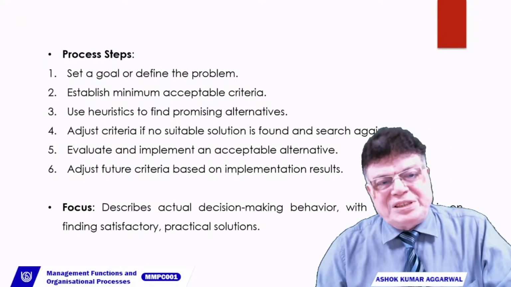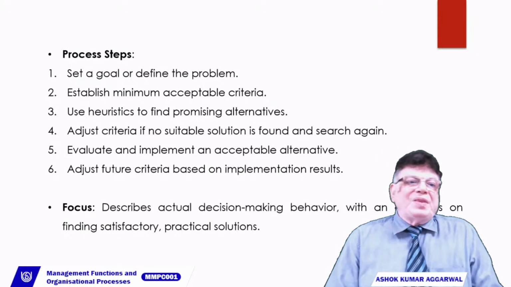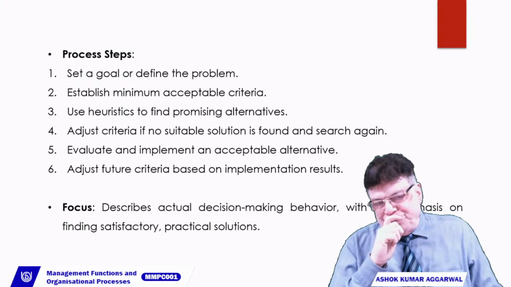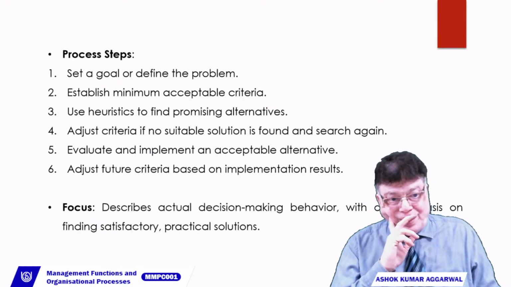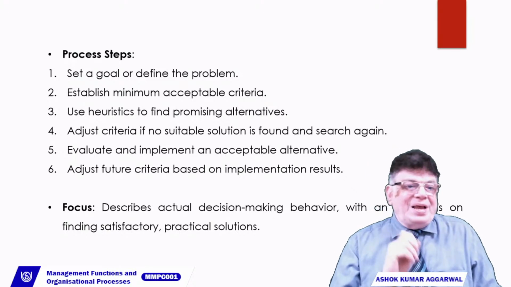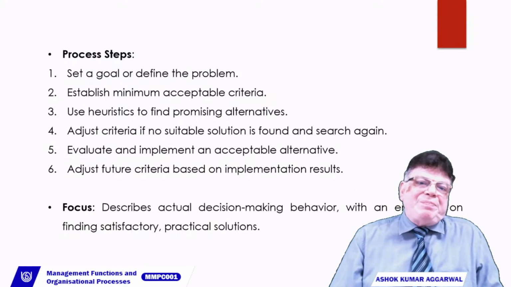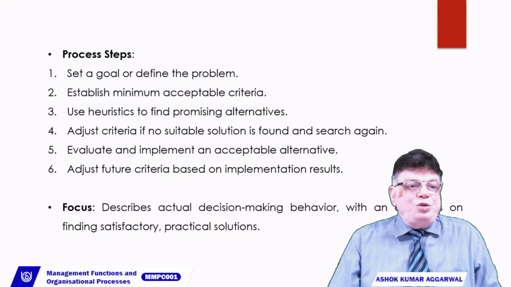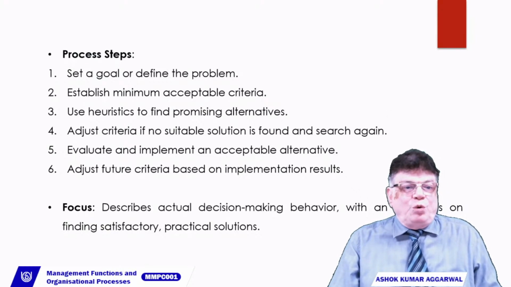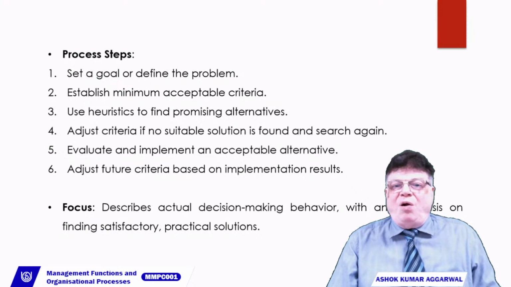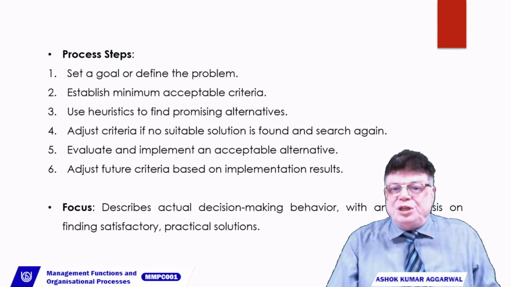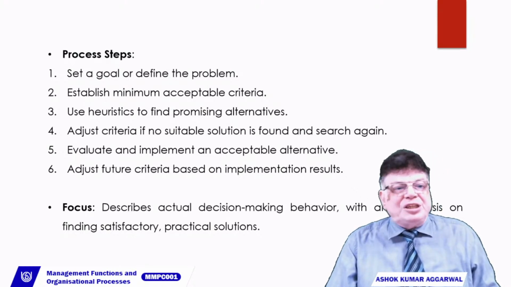Now, process steps. What are the process steps? First one is set a goal or define the problem. What is the problem? Next is establish minimum acceptable criteria. Next is use heuristics to find promising alternatives. Next is adjust criteria if no suitable solution is found and search again.